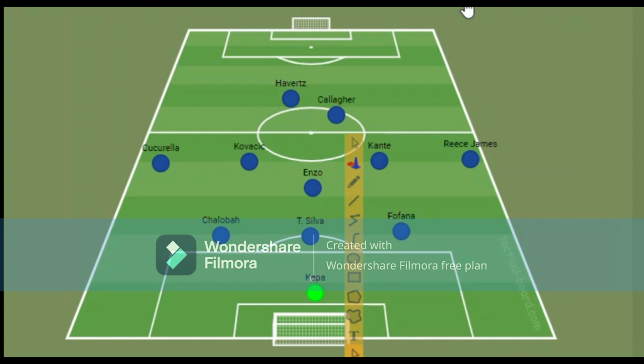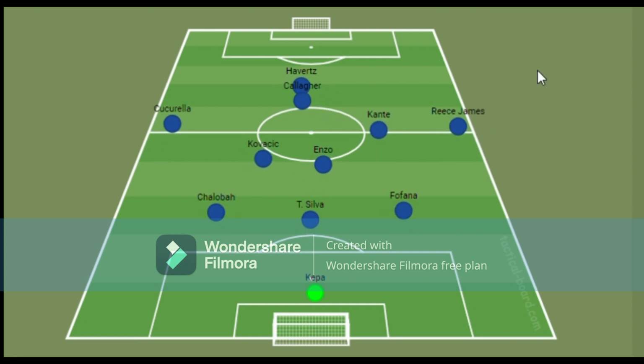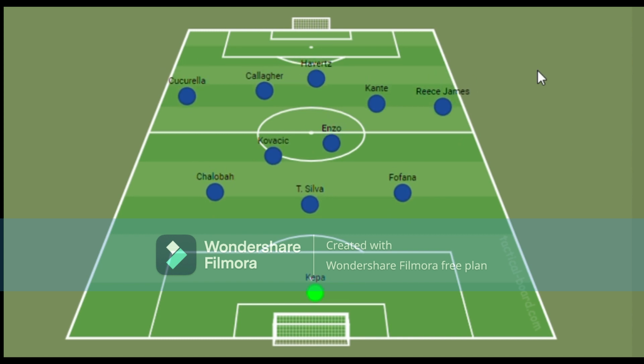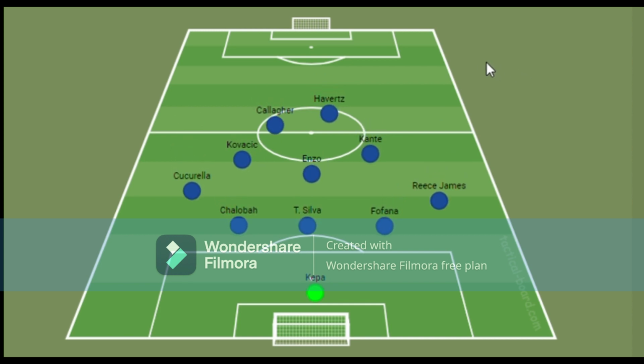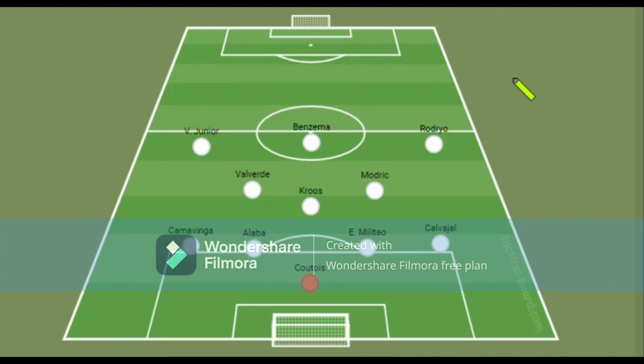So Chelsea lined up with a 3-5-1-1 formation, which usually shifted to a 3-2-5 in attack, with Kante joining the attack, and a 5-3-2 in defense.